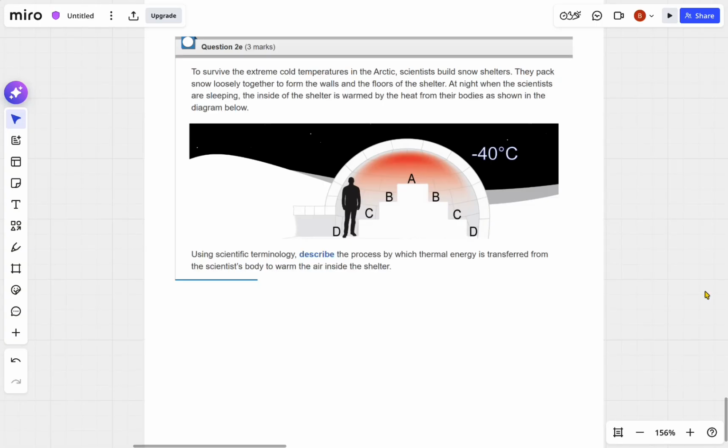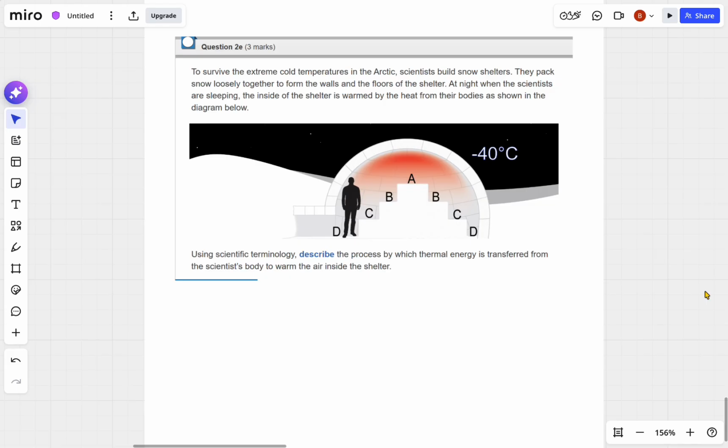Now we have question 2E with us. Let's just read the question. To survive the extreme cold temperatures in the Arctic, scientists build snow shelters. They pack snow loosely together to form the walls and the floors of the shelter. At night, when the scientists are sleeping, the inside of the shelter is warmed by the heat from their bodies, as shown in the diagram below.